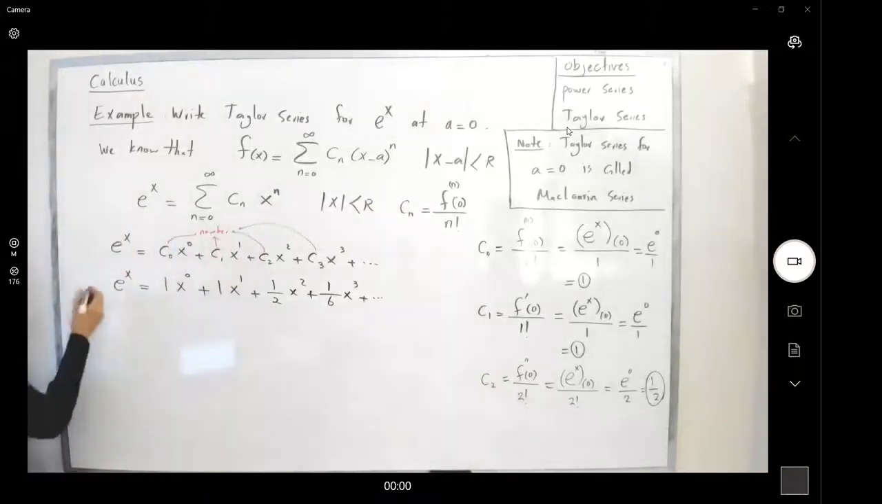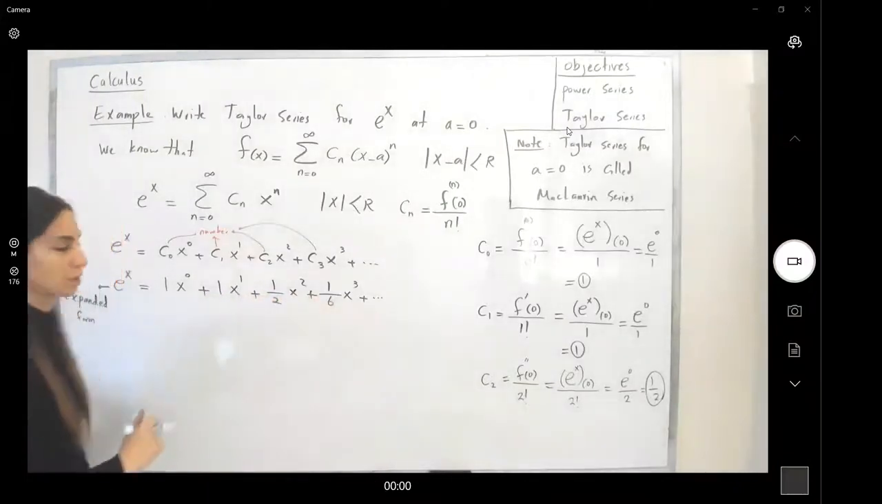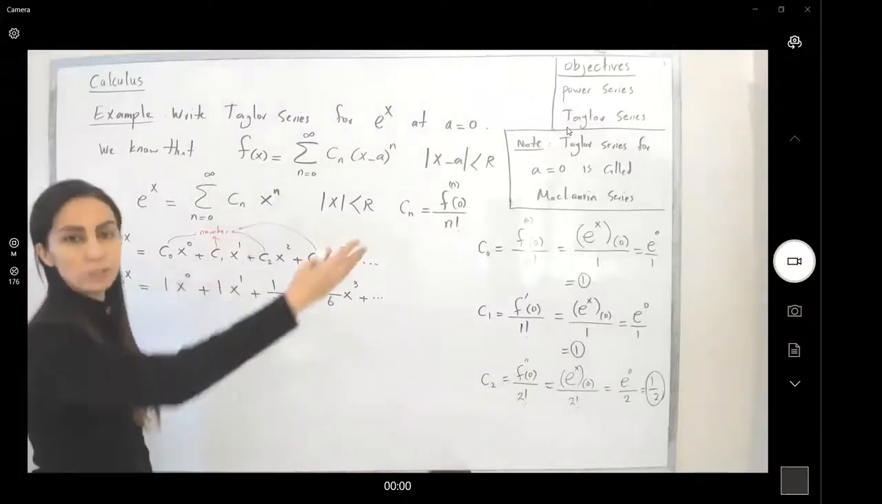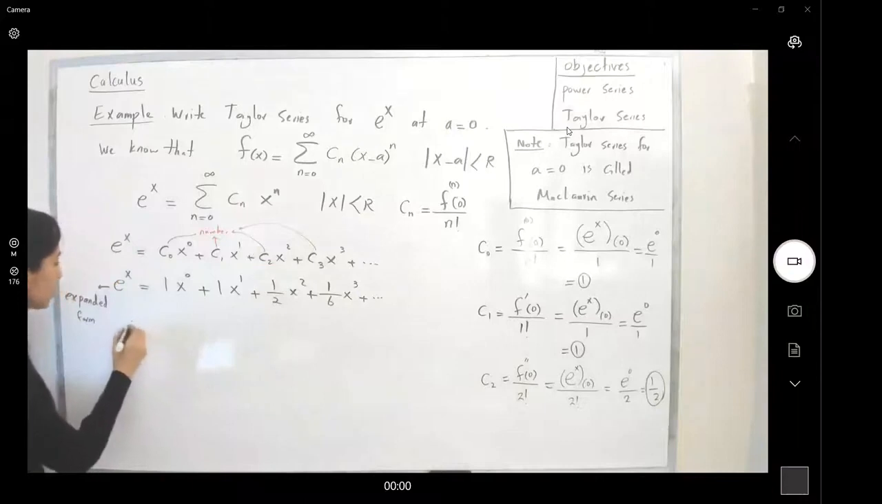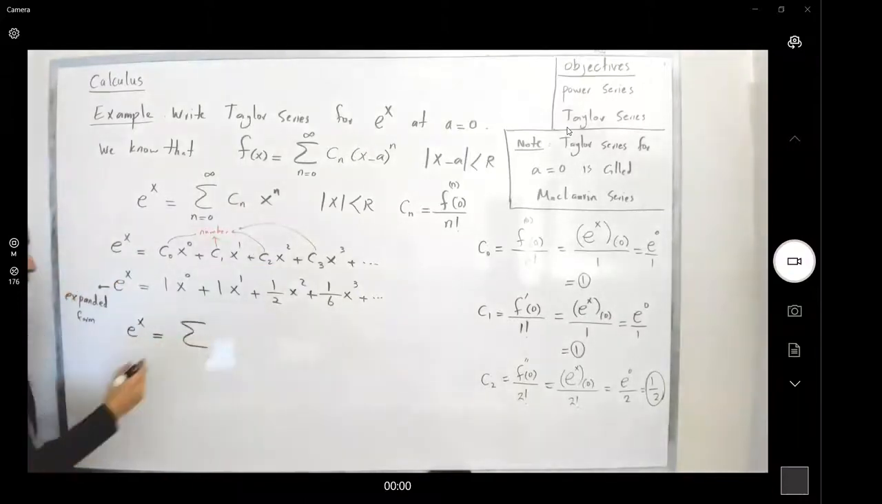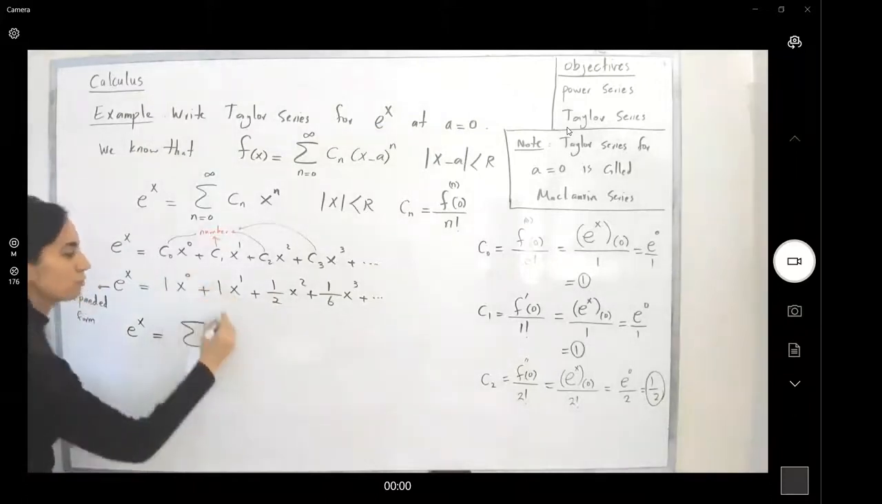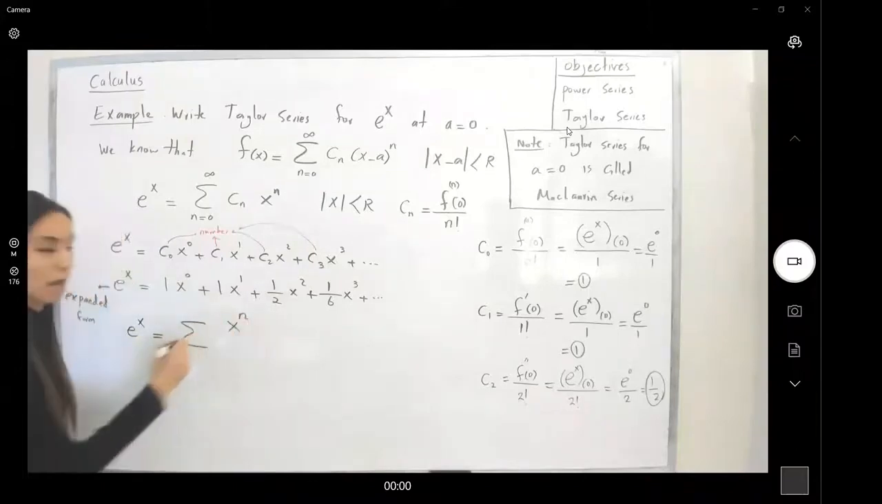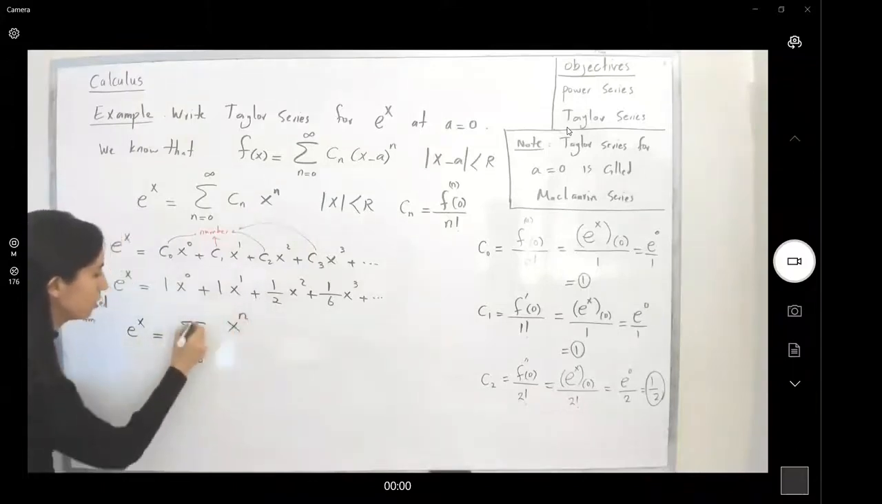Well, this is expanded form. We want to write this in compact form. We need to find the pattern here: x to power 0, x to power 1, x to power 2, x to the third power, x to the fourth power. So e^x can be written in compact form as a sum of x to powers. x to power n, and n starts from 0 to infinity.